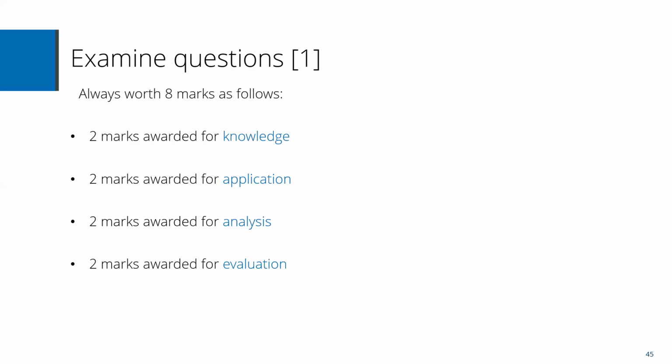So any examine question, and there will be 1 on each paper, 1 on each unit. In units 1 and 2, it's section C. In units 3 and 4, it's section B. But there will always be 1 8-mark examine question, where the command word is examine. And that is the breakdown. Again, look at any past paper to see an example of that.